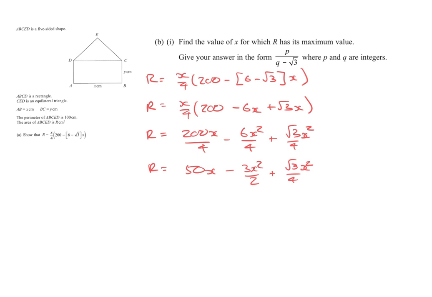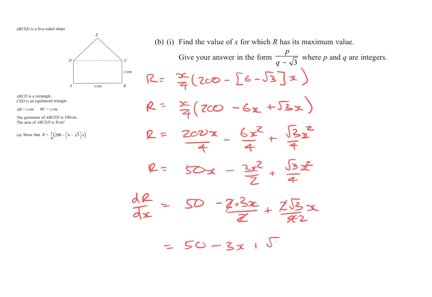Differentiating dr by dx is the same as differentiating dy by dx. So let's do this. Dr by dx, 50x is going to become 50. Minus 3x squared over 2 is going to be minus, the 2 comes down from the power, so it's 2 times 3x, we drop 1 off the power, so it's just x, and that's over 2. Plus, the 2 comes down from the x squared again, so we have 2 root 3 over 4x. Let's tidy this up. We have 50. These 2's cancel, so it's going to be minus 3x. That 2 will simplify with that, so we have plus root 3 over 2x.